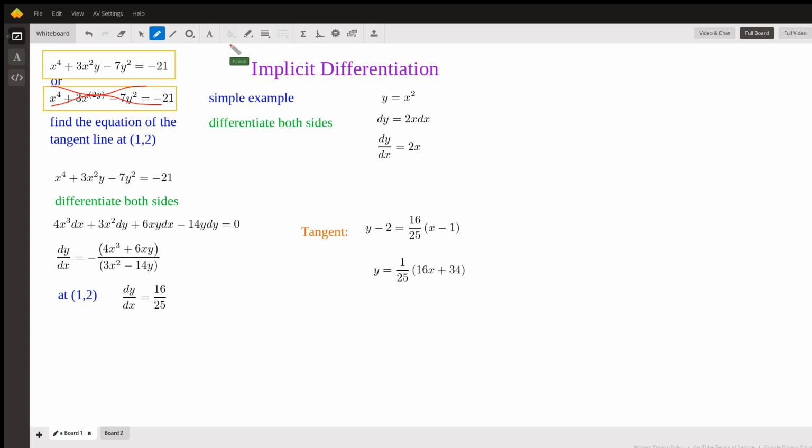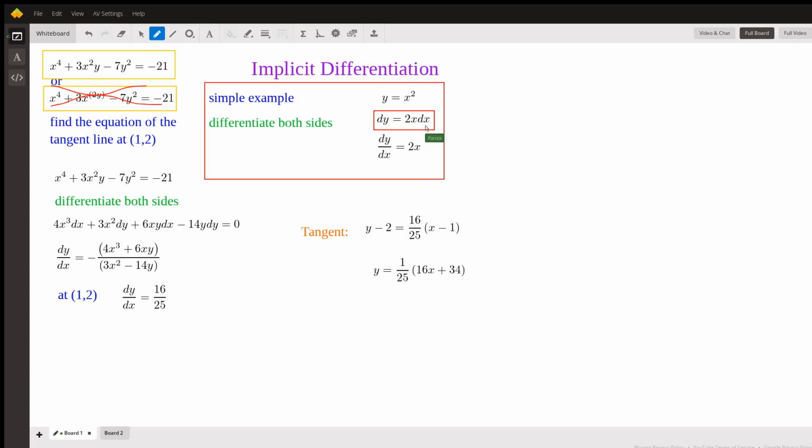I put an example here to illustrate what it is. We might forget about this middle step here. But in a simple example, we have y equals x squared. What's actually going on? Well, we're differentiating both sides. So y becomes dy, the derivative of y, and the derivative of x squared is 2x dx.